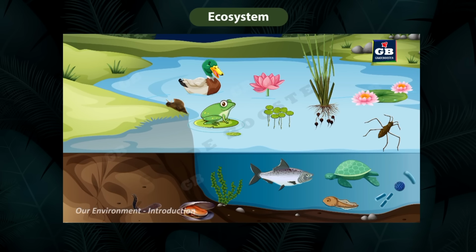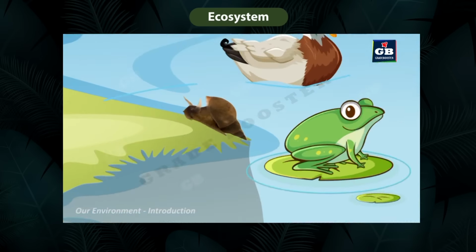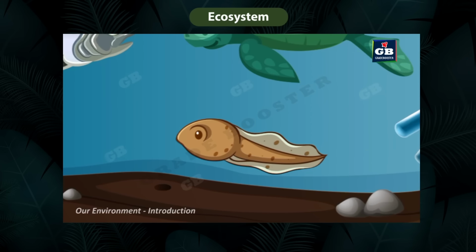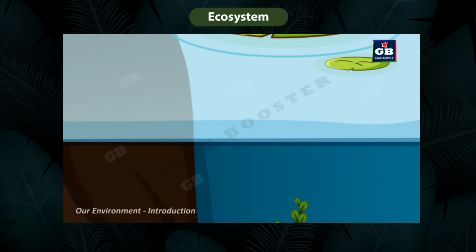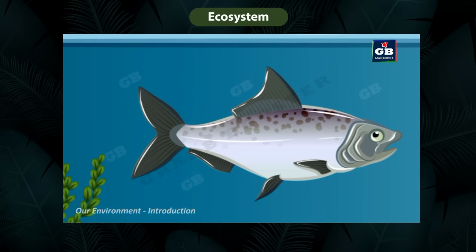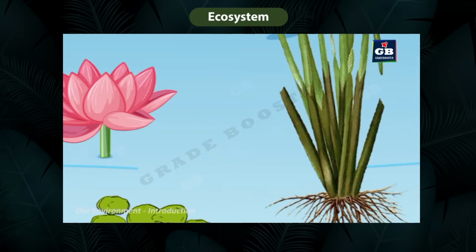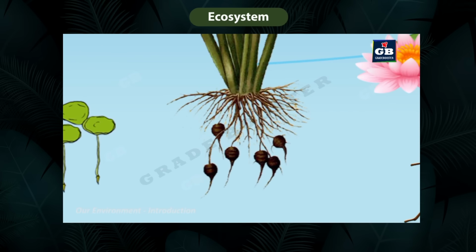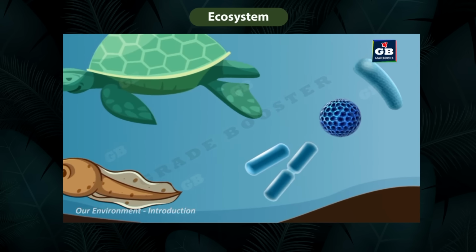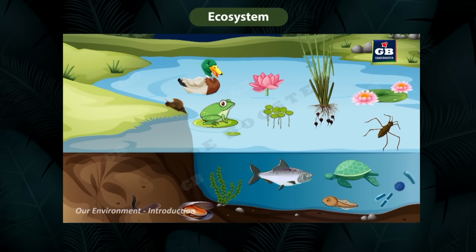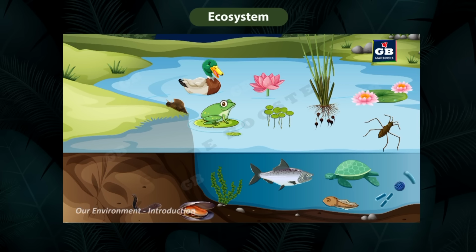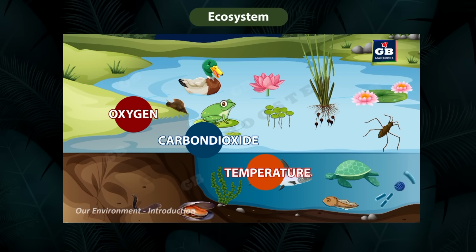If we observe a pond ecosystem, we can find animals like pond snail, pond skater, tadpole, turtle, duck, mussels, leech, fish, frog, plants like water lily, lotus, duckweed, water chestnut, and microorganisms like bacteria and protozoa. These are the different organisms of the pond ecosystem. All these are the biotic components of the pond ecosystem, whereas oxygen, carbon dioxide, temperature, sunlight, nutrients, these are the abiotic components of the pond ecosystem.